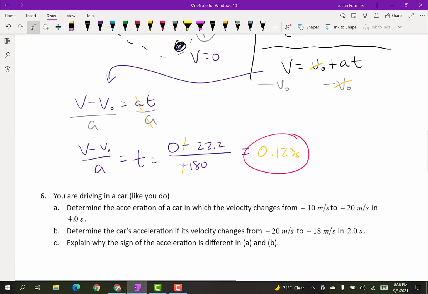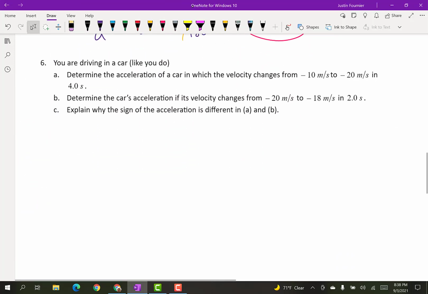Wow. All right. So next up is number 6. You are driving in a car like you do. Determine the acceleration of the car in which the velocity changes from negative 10 meters per second to negative 20 meters per second in 4 seconds. So let's just go ahead and do this.